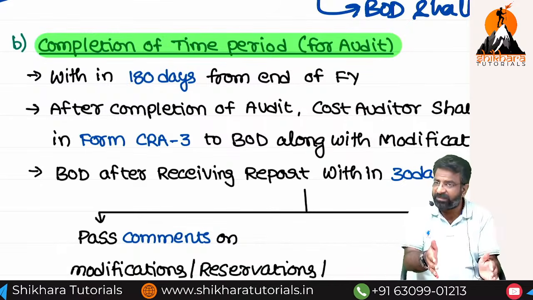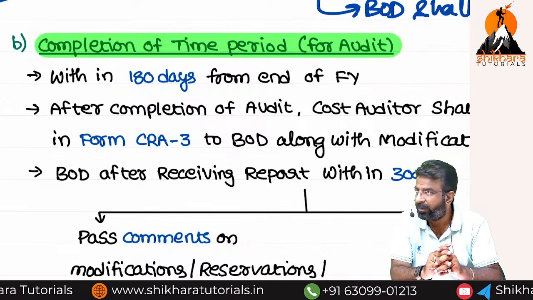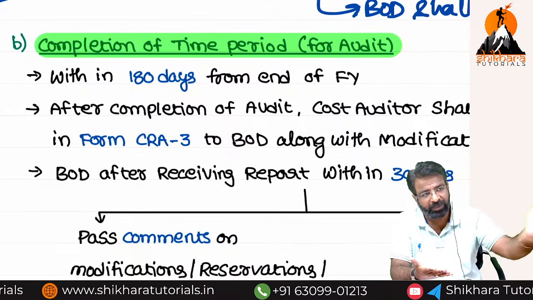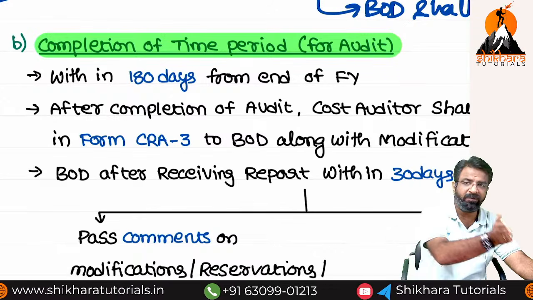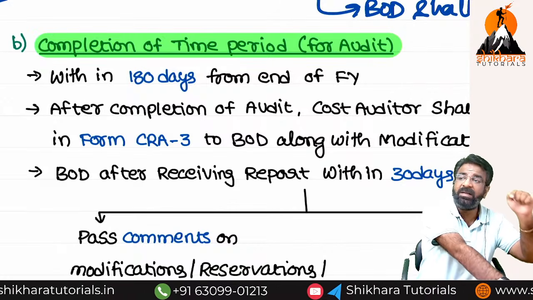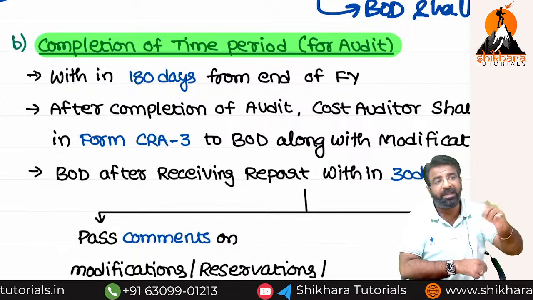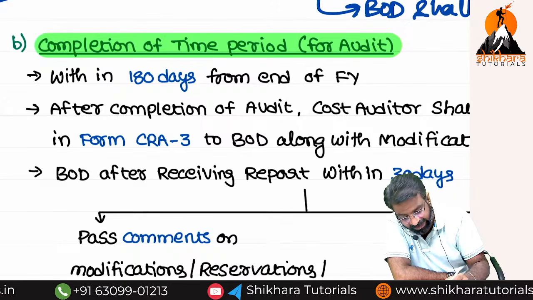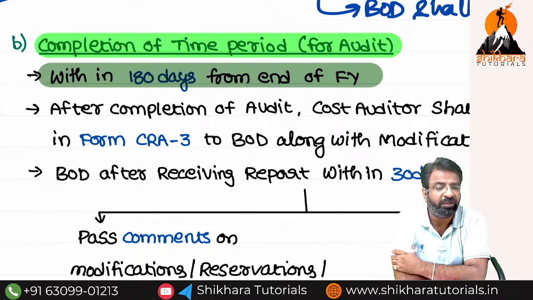Let's take this same example. 26, 27 May, what was the last date we appointed him? 27 September 2026. Till what day he will wait? 31st March 2027. So auditing will start from 1st April 2027 till 27 September 2027. Because that time period is also what? 180 days. But these 180 days are now starting from when? From the end of the financial year.